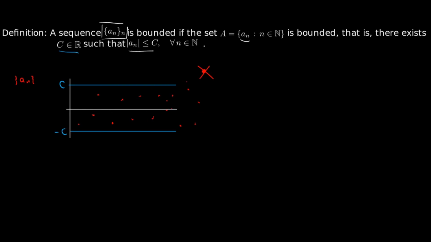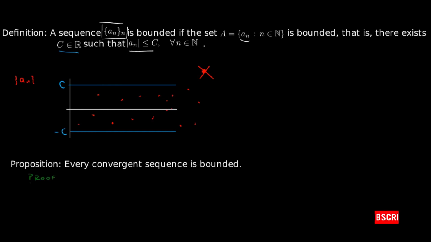And now with this definition comes a very useful proposition. This is a very important proposition, and it says that every convergent sequence is bounded. Remember, a convergent sequence was one that had a limit. If a sequence is convergent, then it is bounded. Let's try and do now the proof for this proposition.